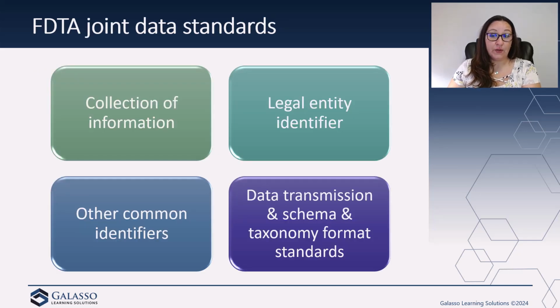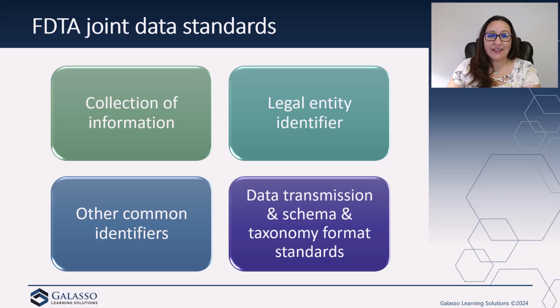The proposed joint rule covers the following areas. The first box is collection of information. The agencies propose to define the term collection of information as defined currently in the Paperwork Reduction Act of 1995. The definition used in that act is already understood by the agencies and the public stakeholders.